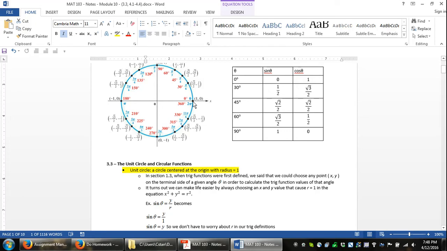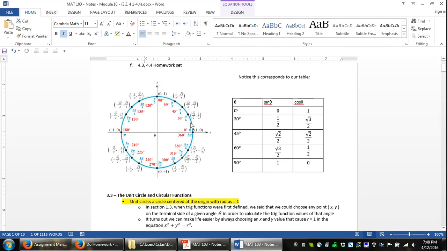To me, that's the most powerful function of the unit circle, is it makes graphing these things possible and kind of easy to visualize. Okay.